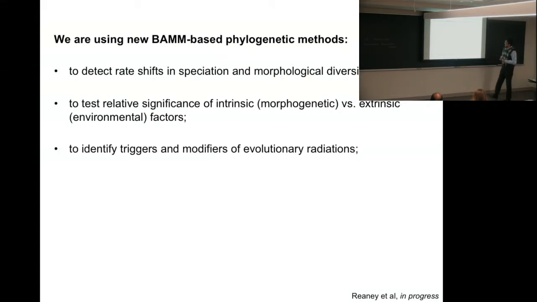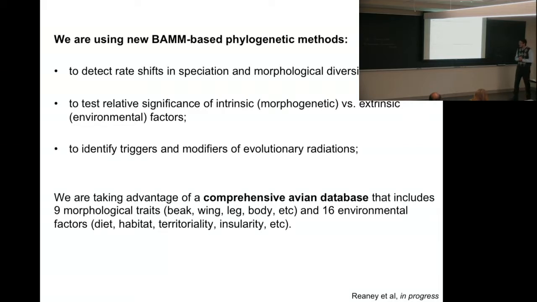So we're using a phylogenetic method. This is a Bayesian algorithm, a novel one recently developed for looking at adaptive radiations of flowering plants by our colleagues in Zurich, which allows us to detect rate shifts in speciation and morphological diversification. It allows us to test the relative significance of intrinsic, that is morphogenetic, versus extrinsic environmental factors, and to identify triggers and modifiers of evolutionary radiations.